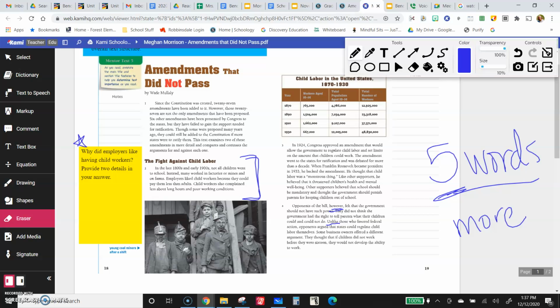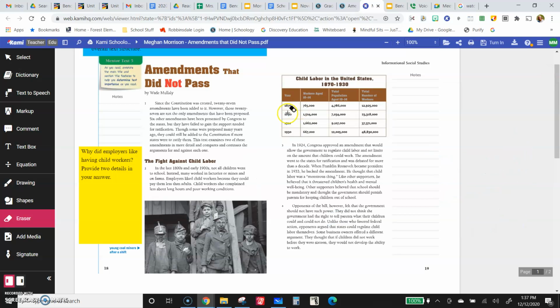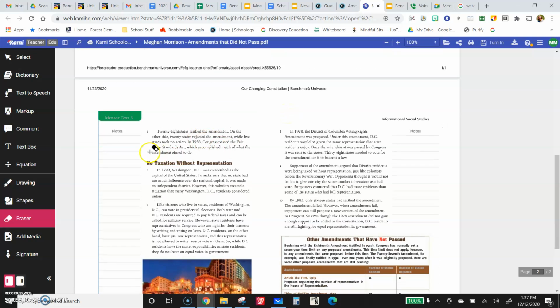And then people were trying to get an amendment to say that couldn't happen. It didn't end up passing, although there was a Fair Labor Standards Act, which sort of accomplished the purpose of not letting children work. Because, as you read in that one a couple weeks ago, amendments are hard to pass.